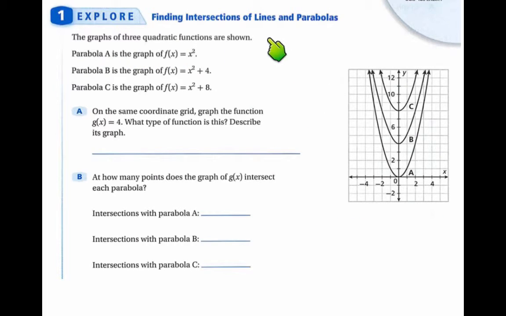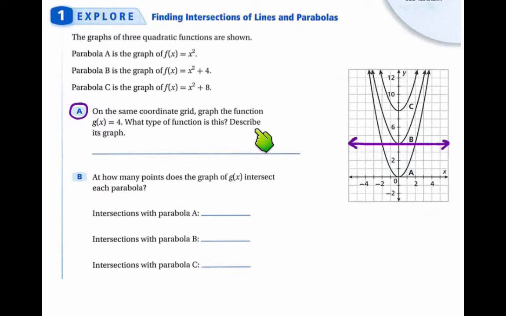All right, so they've already graphed 3 quadratic functions for you. A is the graph of f of x equals x squared, so that's our parent function. B is the graph of f of x equals x squared plus 4, so it just translated up 4. And C is the graph of f of x equals x squared plus 8, so it just translated up 8 units. On the same coordinate grid, go ahead and graph the function g of x equals 4. So if g of x equals 4, then it's going to be 4 all along. There it is. That's g of x.